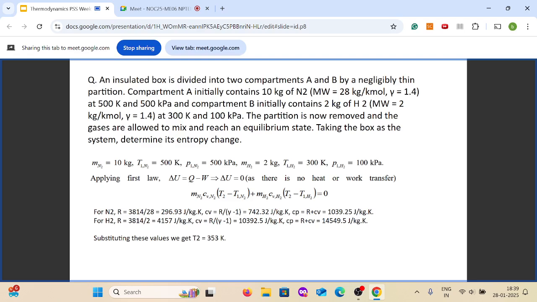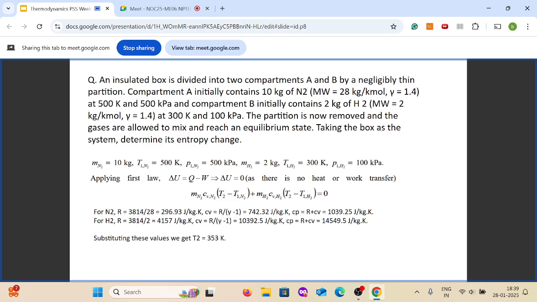Here they have given both the molecular weight and the gamma value, the adiabatic index value, so we can estimate the CV. From the universal gas constant, 8.314 kilojoule per kmol Kelvin, divided by the molecular weight, you will get the gas constant. For nitrogen it is 296.93, and for hydrogen it is 4157. Oh, sorry, there's a decimal missing. So I think it will be 4157. So there's a typo here.